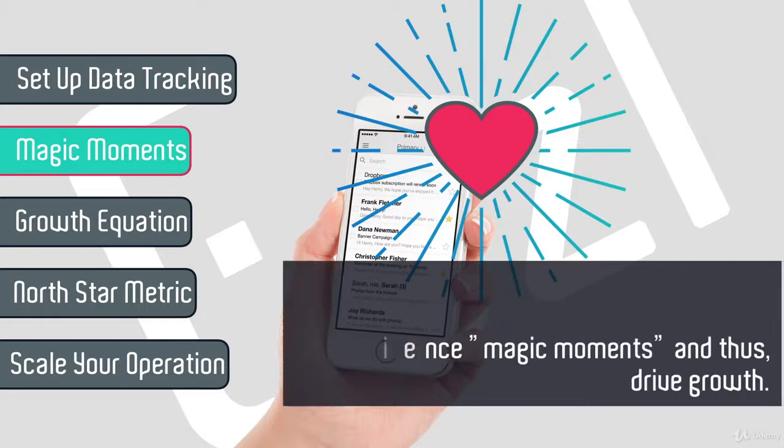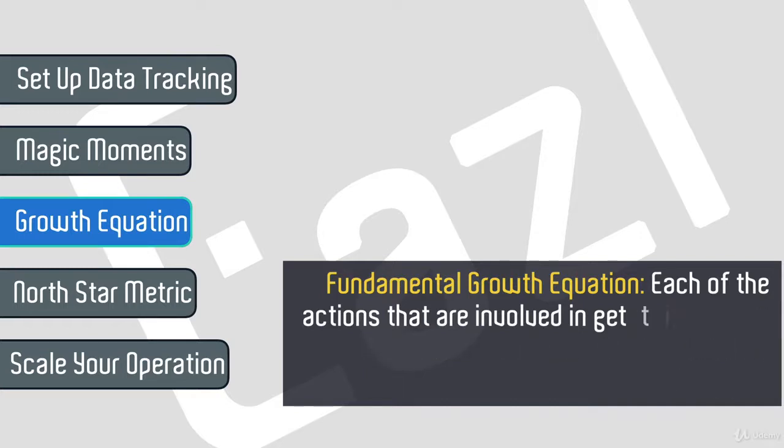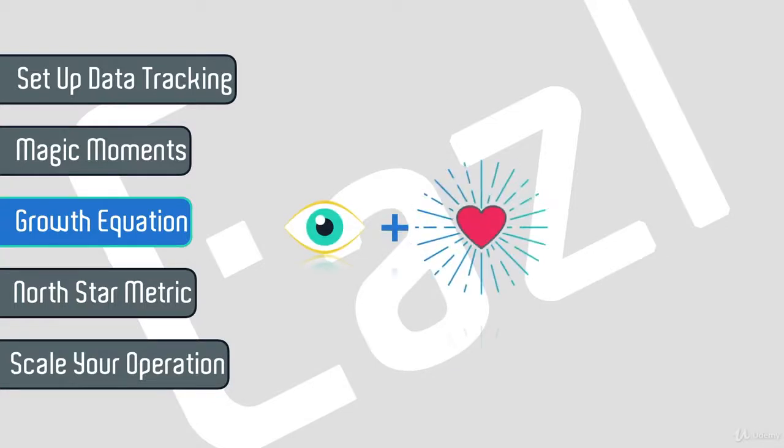Then you use what you know to estimate your fundamental growth equation. What would that look like? Usually, a fundamental growth equation is made up of at least three things. A way to bring in new people, this is called top of the funnel marketing, how to get those people to those magic moments, and then how to get them to keep experiencing value from your product or service. You can find out more about this in the course study guide.